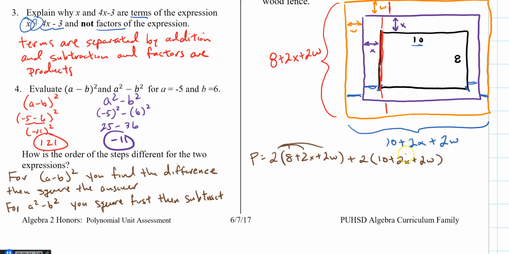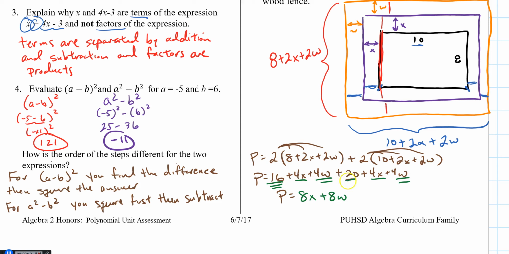We can distribute. So I have 16 plus 4x plus 4w plus 20 plus 4x plus 4w. And if I combine all those together, actually we're going to do standard form. So we're going to start with the x's. 4x and 4x is 8x. 4w and 4w is 8w. And then 16 plus 20 is 36. And there's my perimeter of my fence.